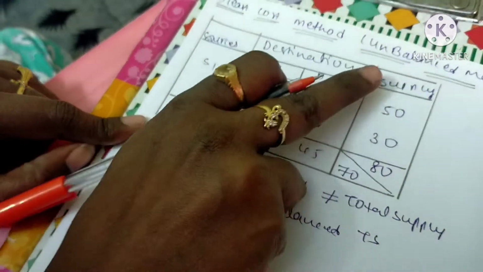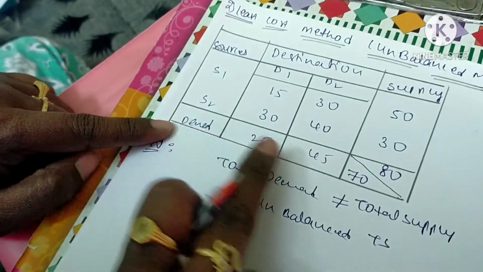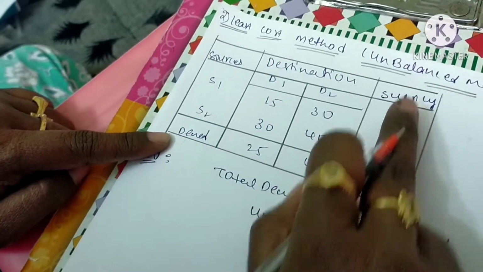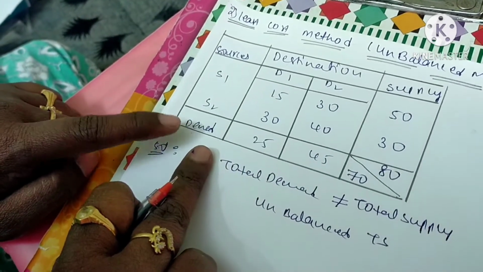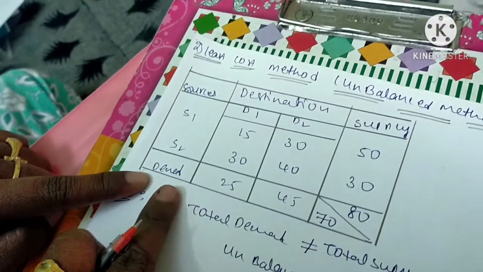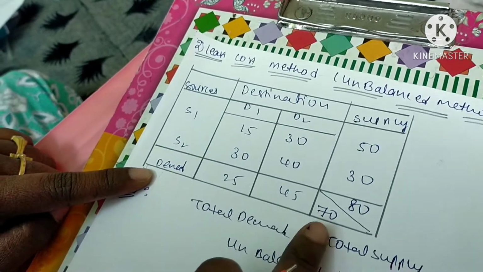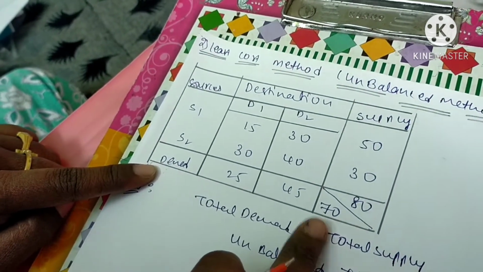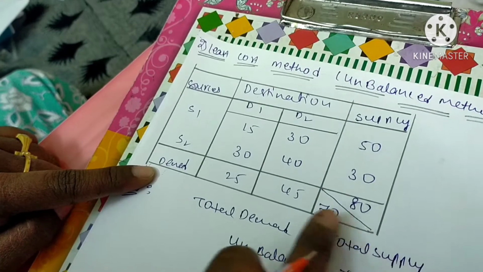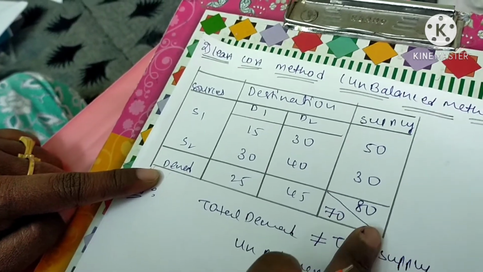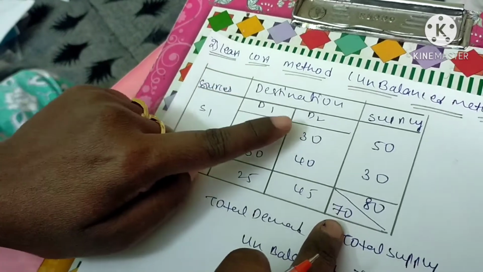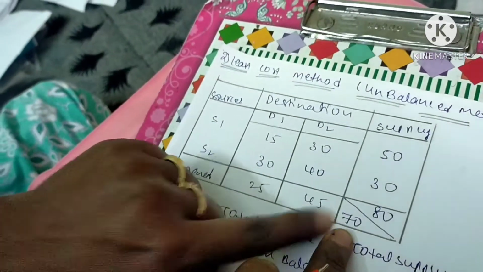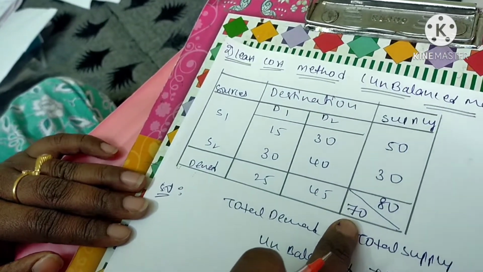See here, supply is 80 and demand is 70. There is an excess of supply compared to demand, which means we need more demand. How many units of demand? We need 10 units of demand to balance the transportation problem. So we have to add one more column with 0 unit elements.